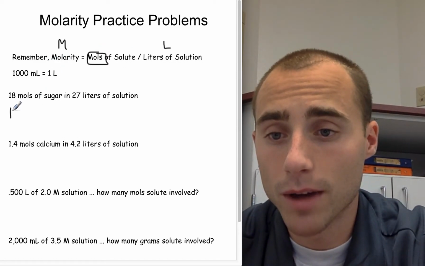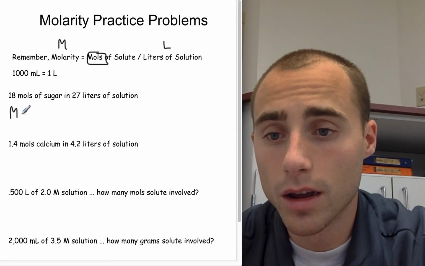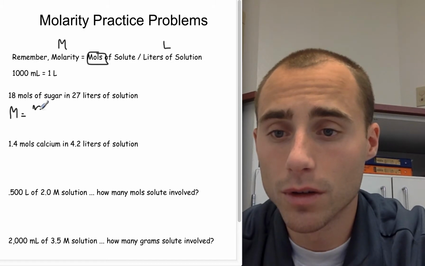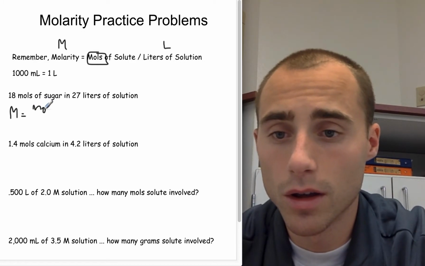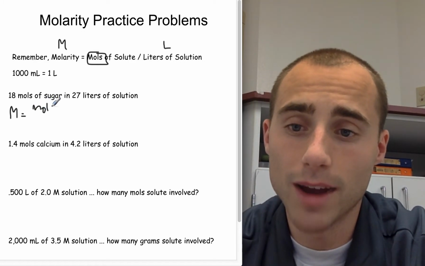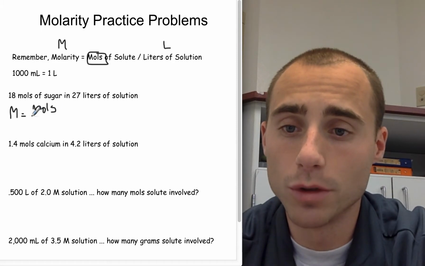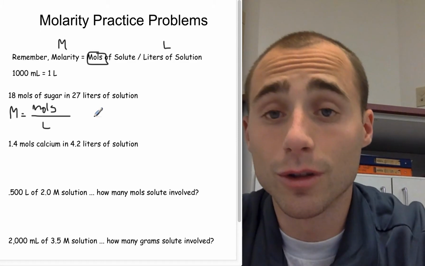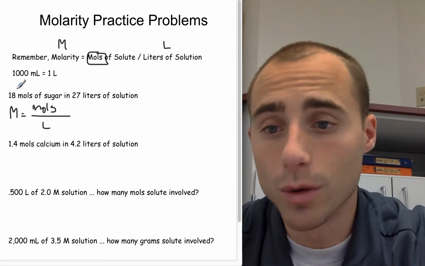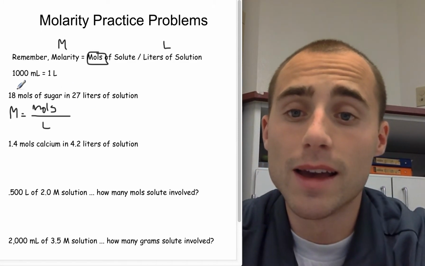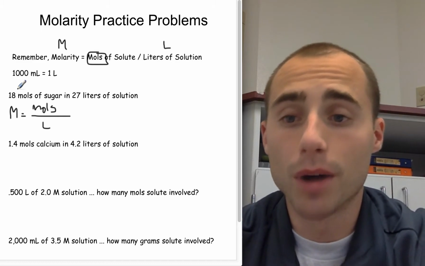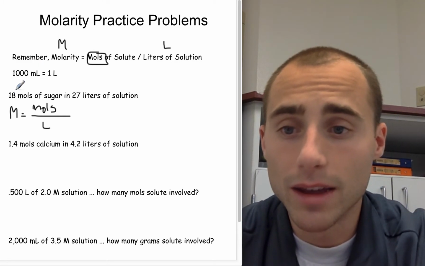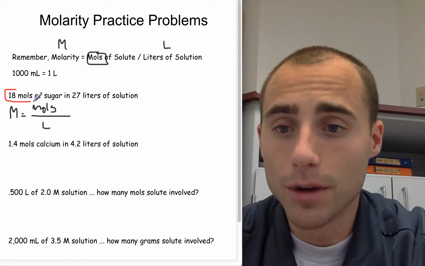So this is really just a simple equation. If you set it up, you have molarity equals, and then it's going to be moles. I should just type this. This writing just takes forever. Moles over liters. So that is going to be the equation that you always use. You will always be given two numbers in every molarity problem. So the first thing that you need to do every single time is identify the numbers you have been given.